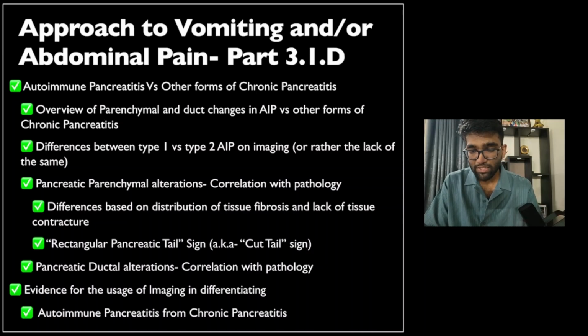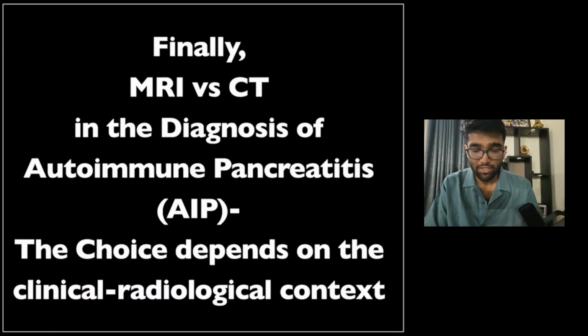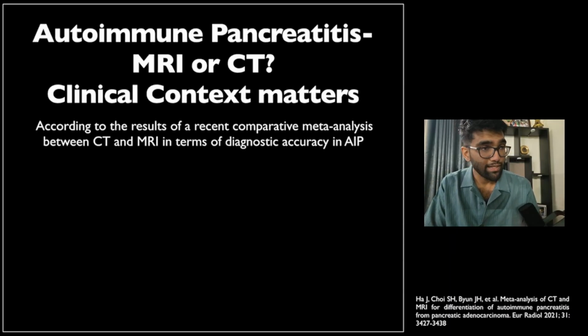So before I finish, there is an additional thing that we need to discuss. I've shown you MRI images, shown you CT images, but when you have a patient, often you have one or the other. So what do you decide? Do you prefer an MRI or do you prefer a CT in the differentiation of autoimmune pancreatitis from other forms of chronic pancreatitis or from mass forming lesion? So again, naturally, the choice depends on the clinical and radiological context in which you are evaluating the patient. So the clinical context matters.